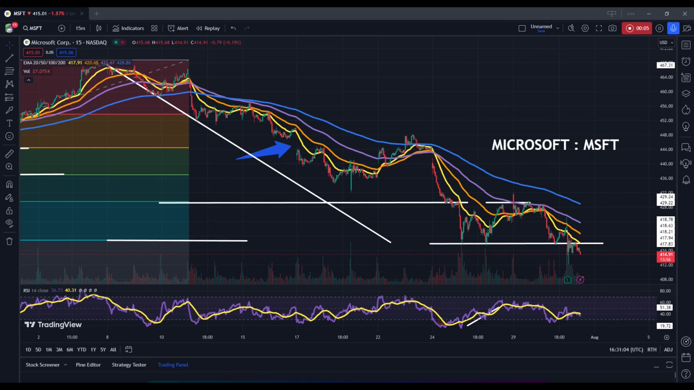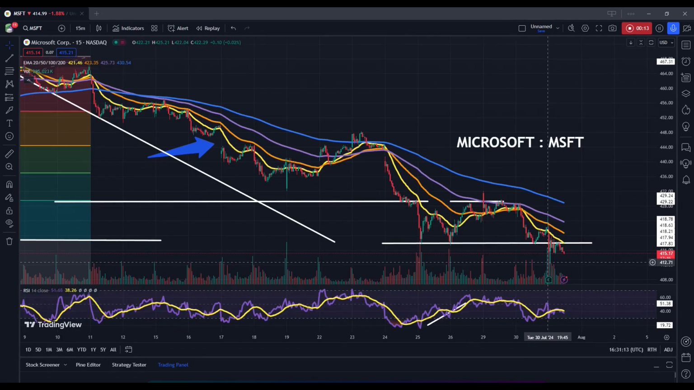We have the 15-minute price chart for Microsoft Corporation, stock ticker MSFT. So we can see that the stock is trading under some fairly heavy selling pressure at the moment. So we're going to identify some important price levels that can be used for active trading positions here going forward.